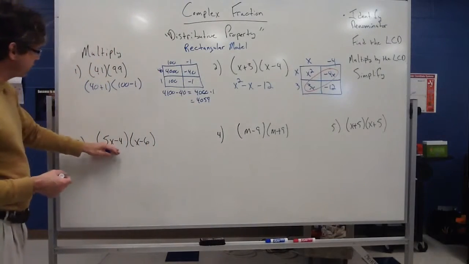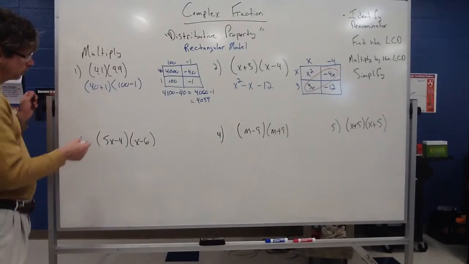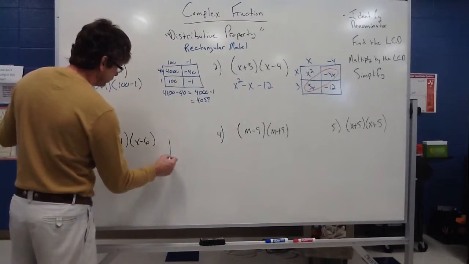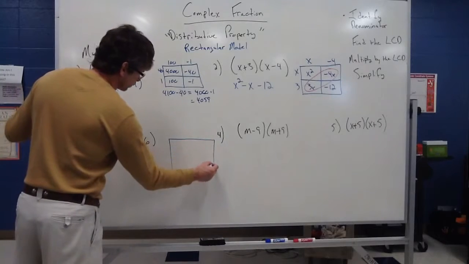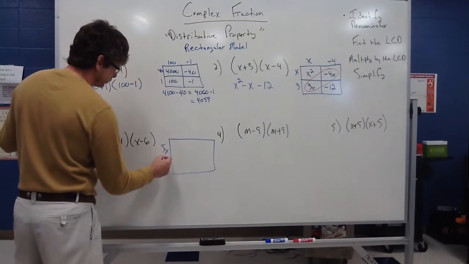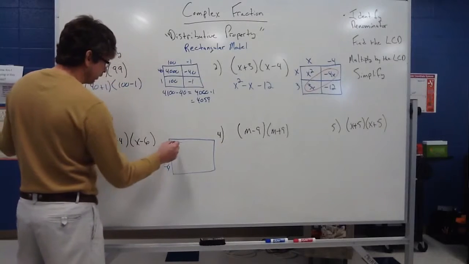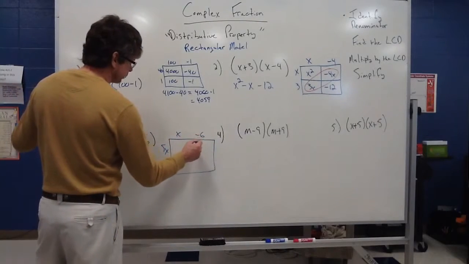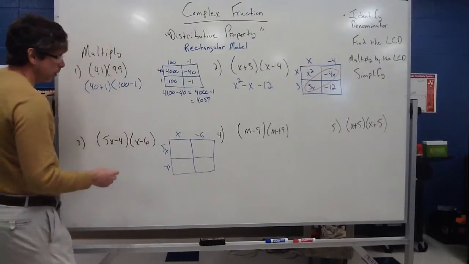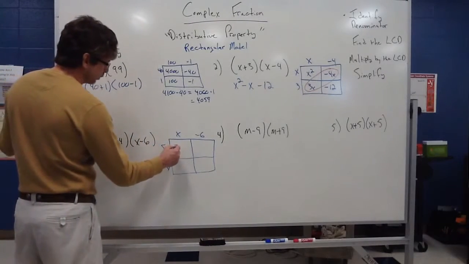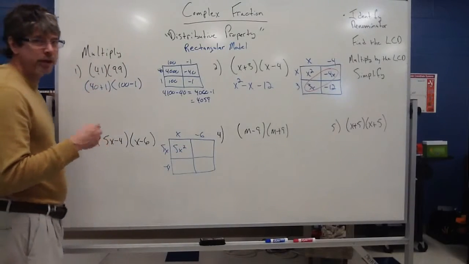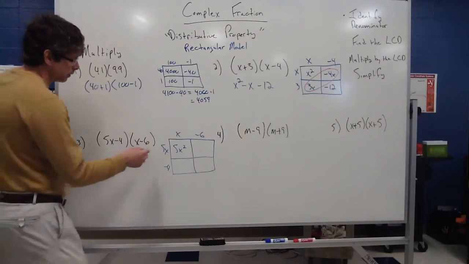So if I multiply 5x minus 4 times x minus 6, this math can actually be multiplied by using the rectangular model. So I have 5x and a negative 4, and I have an x and a negative 6. So when I'm doing a multiplication, I have 5x times x. Well, that's just going to be 5, and x times x is x squared. Remember, repeated multiplication, you use exponents.